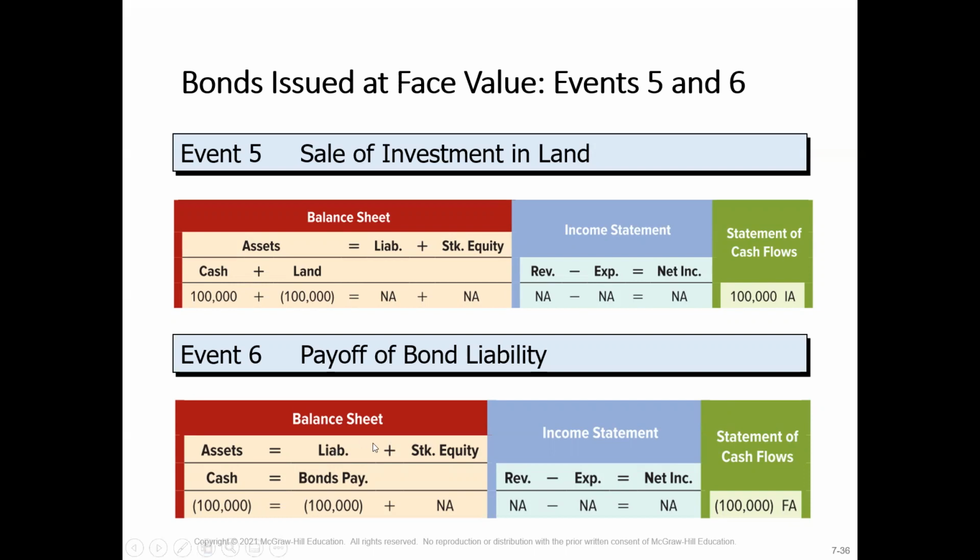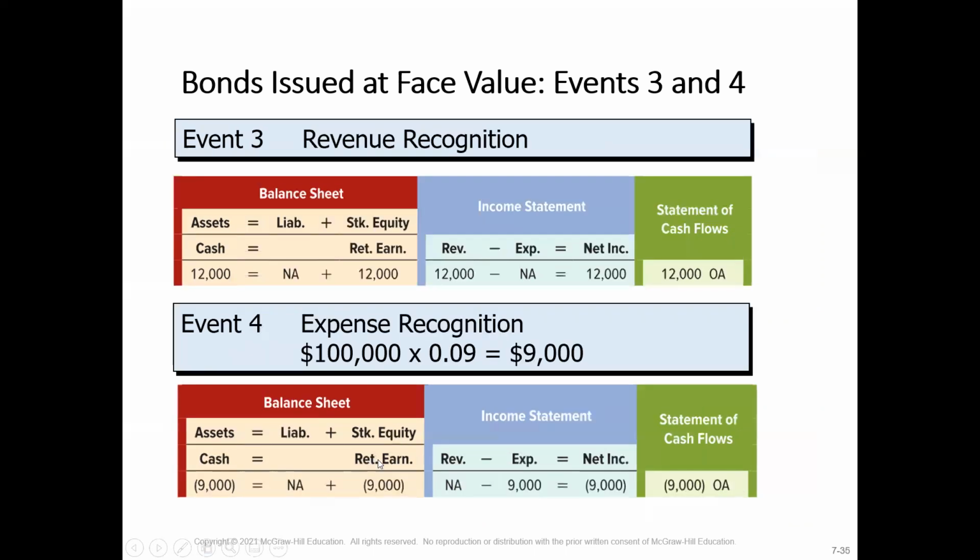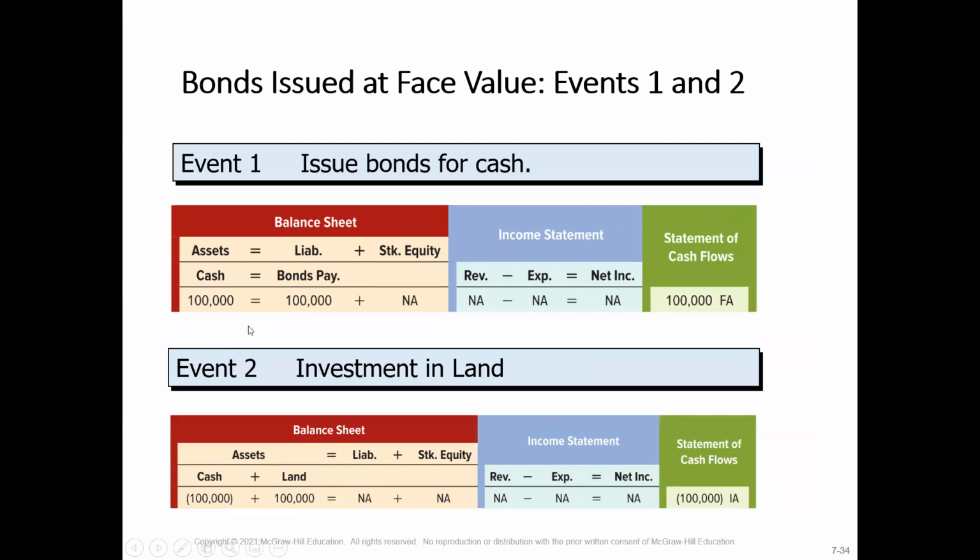So this is bonds at face value, because with a $100,000 bond issue, the cash received was $100,000. We'll see events that are less than that. That'll be starting.